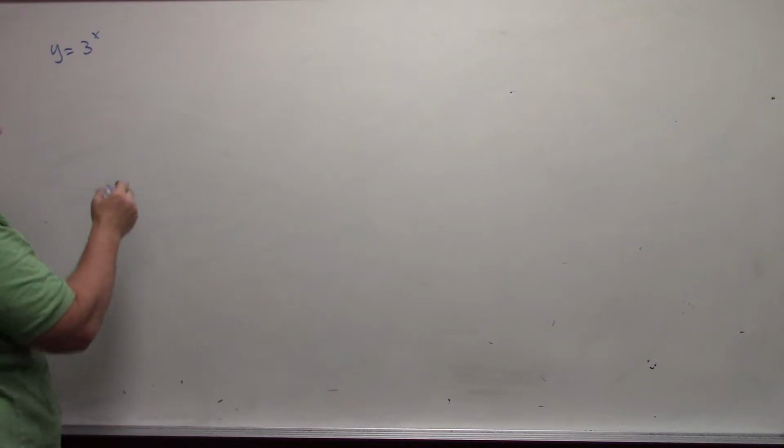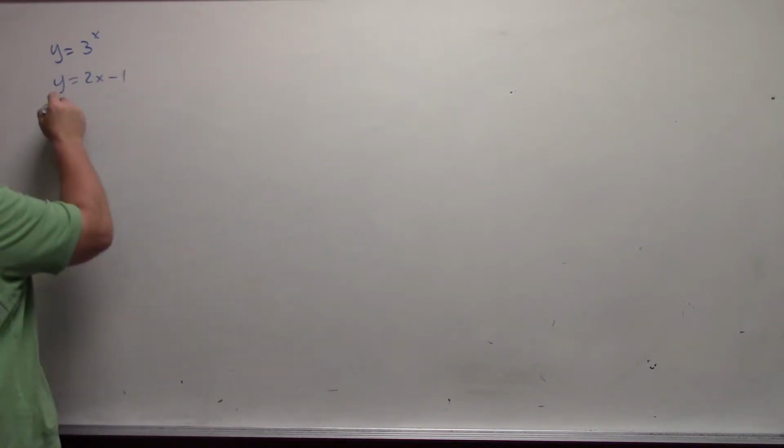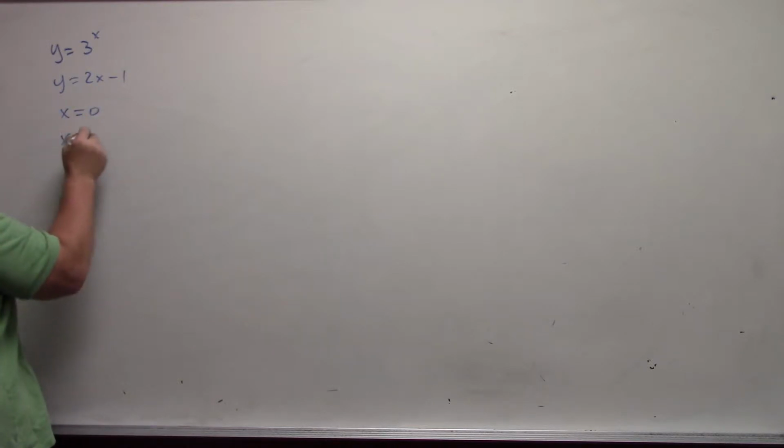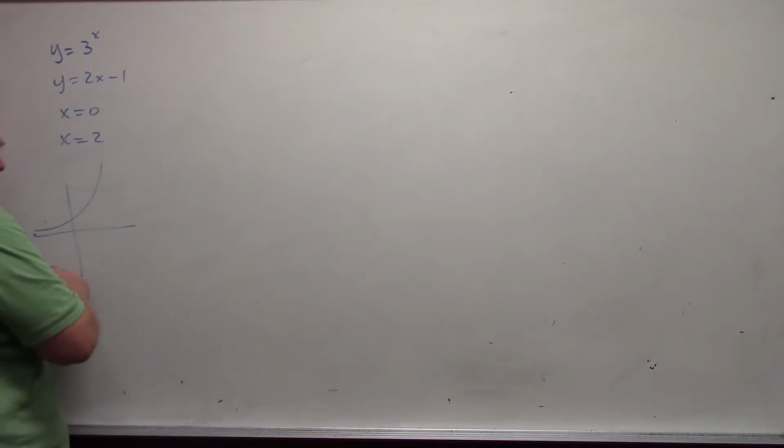Suppose I have y equals 3 to the x, y equals 2x minus 1, x equals 0, x equals 2. I want the area between these four curves. And if we wanted to, we can draw a graph. This is the exponential 3 to the x. We don't need an exact graph. I just need a rough sketch of what's going on. We don't really need that, but that kind of helps.